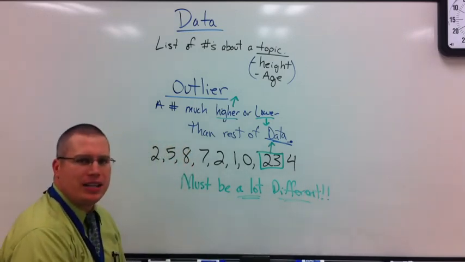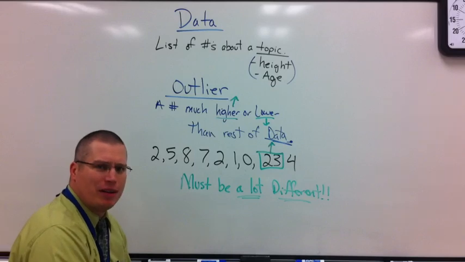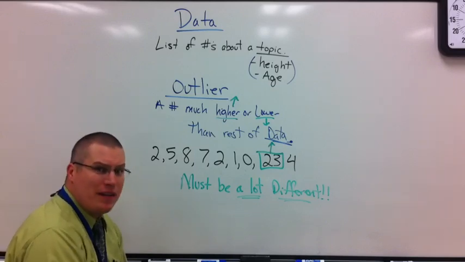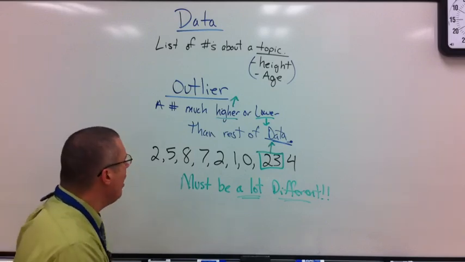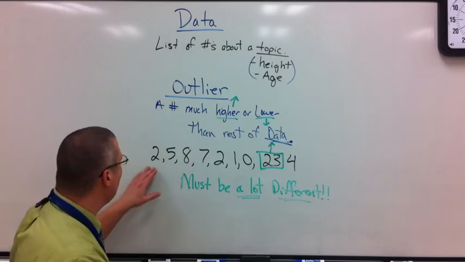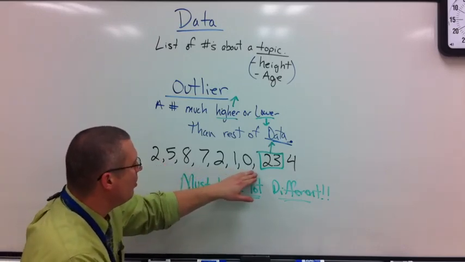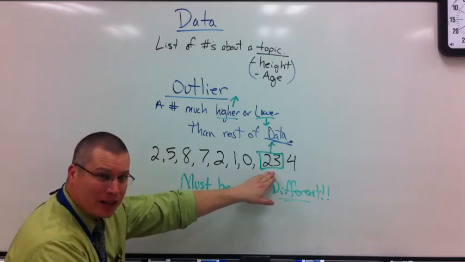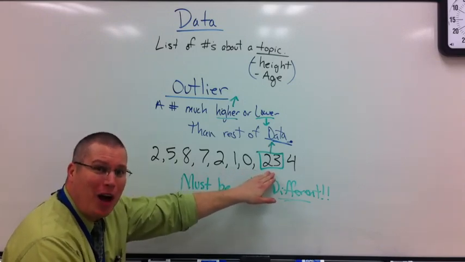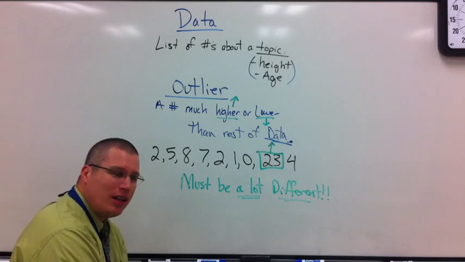What you have to understand is an outlier must be a lot different. It has to be so different that when you look at it and say, oh, number of brothers and sisters at home, 2, 5, 8, okay, 8's a little high, 7, 2, 1, 0, 23, 23! A number should jump out one way or the other.